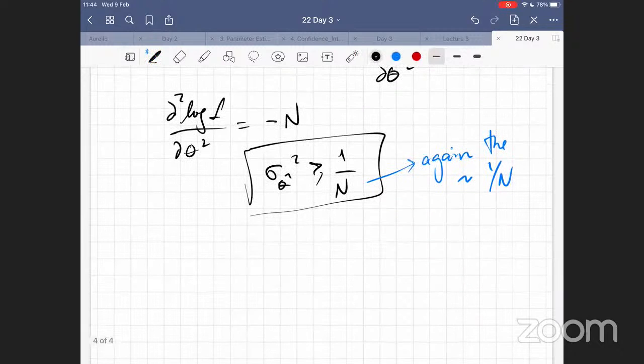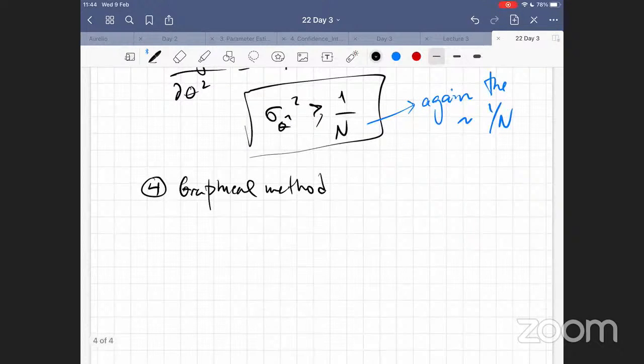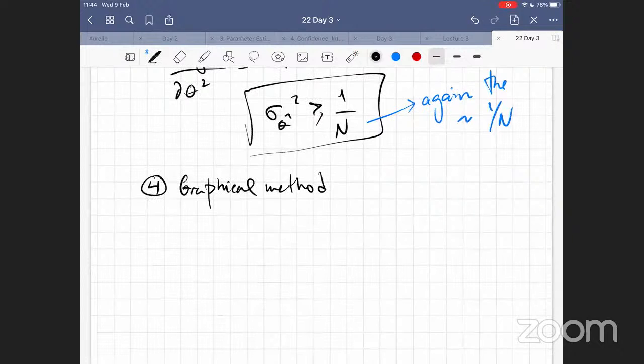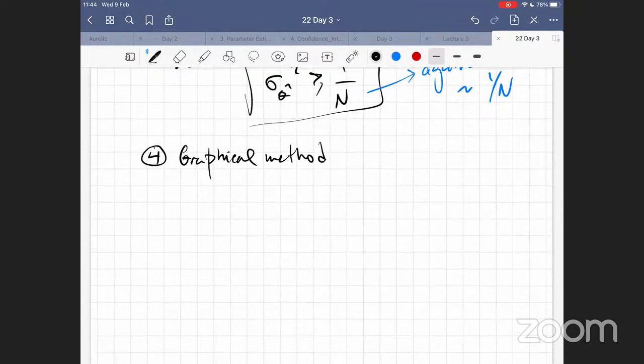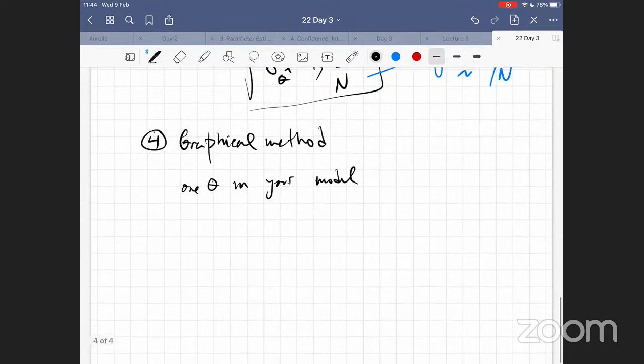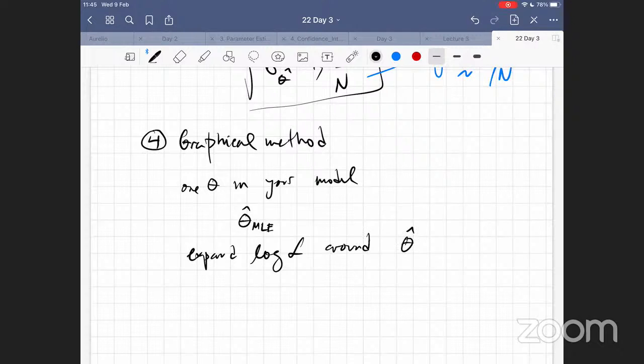So let us then go to the graphical method that I was trying to introduce before. The graphical method is very visual, of course. It relies on the following idea. You consider the case of one estimator, so you have one parameter in your model. Then I will have my estimator coming from maximum likelihood, and I will expand the log likelihood around this value.